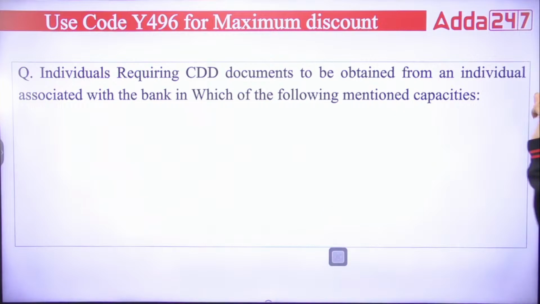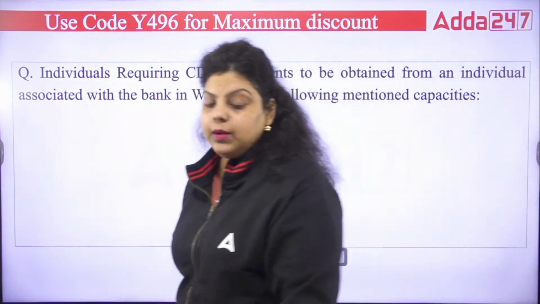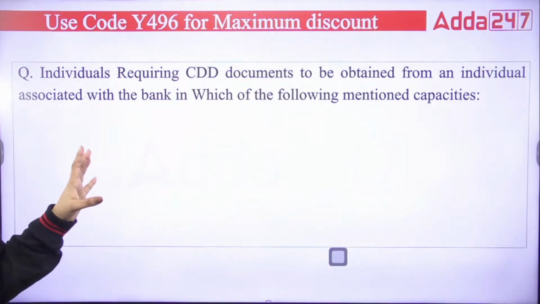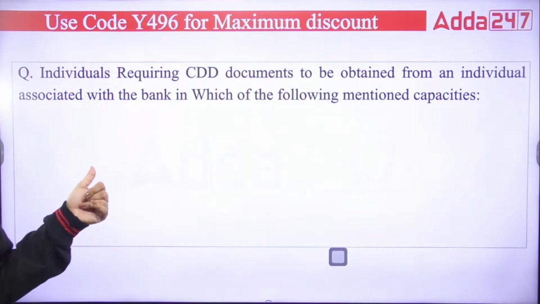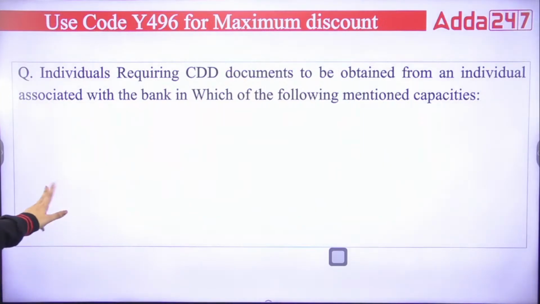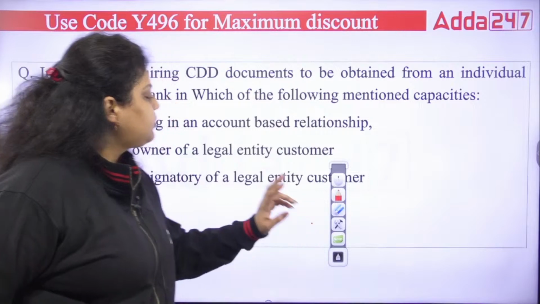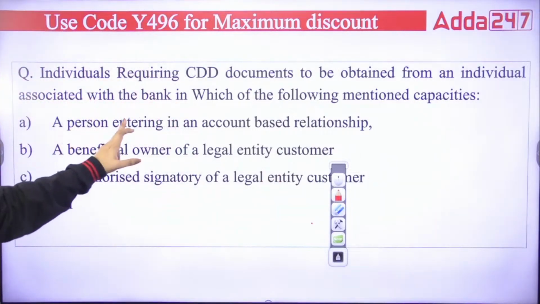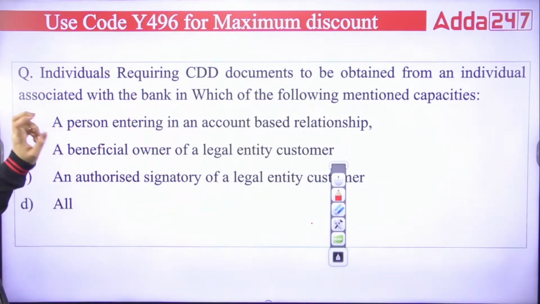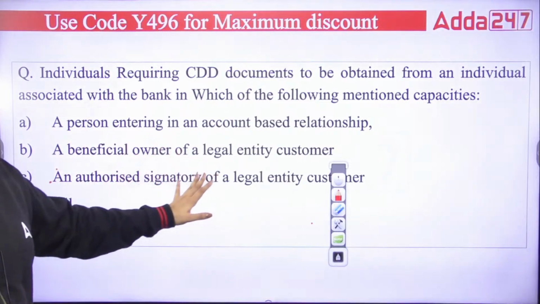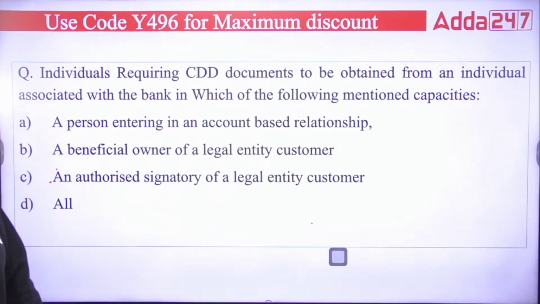Next we have here individuals requiring customer due diligence. CDD stands for customer due diligence. So customer due diligence documents are to be obtained from an individual associated with the bank in which of the following mentioned capacities? First is a person entering into an account-based relationship, a beneficial owner of a legal entity customer, an authorized signatory of a legal entity customer, or all of the above.